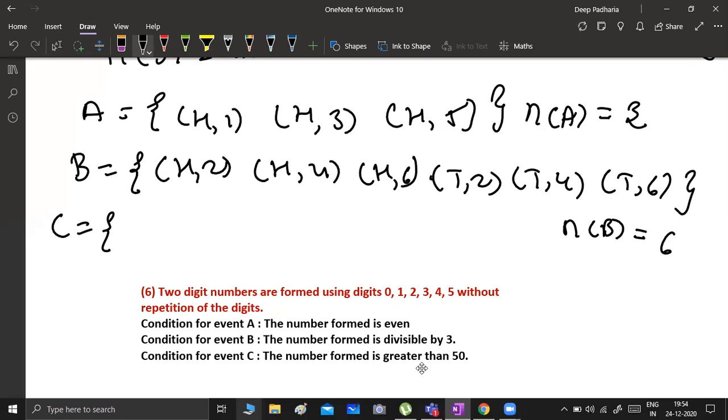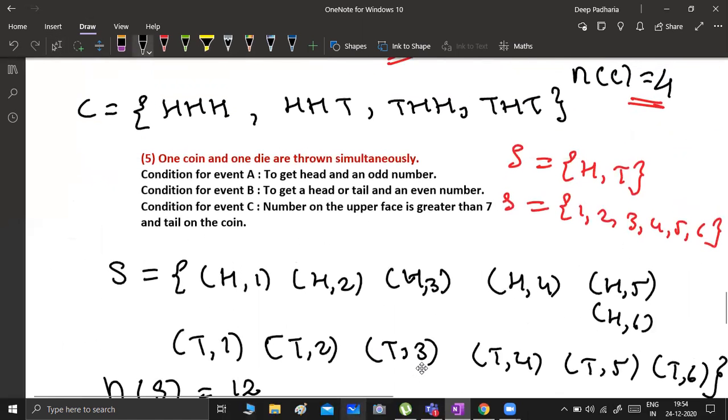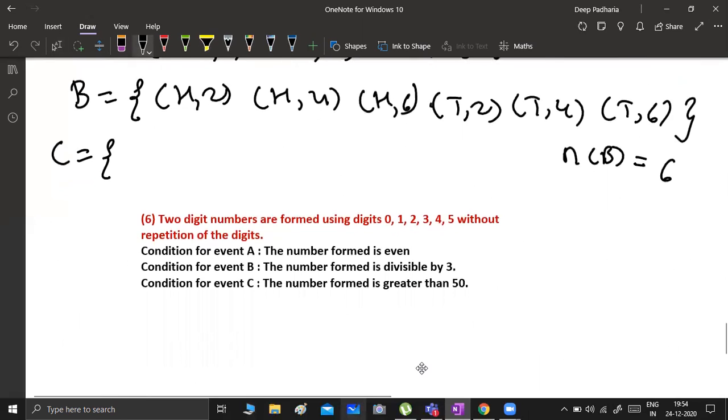Talking about event C. Event C क्या बोला है? Number on the upper face is greater than 7 and tail on the coin. ऐसा तो है ही नहीं, हम लोग ने डाई एक ही रोल किया है. If you look at the sample space, I have rolled only one die. One die का sample space में 6 के आगे नंबर ही नहीं है. Alas, event is not possible. And as I said, no event is possible, and hence it is an empty set, a null set.